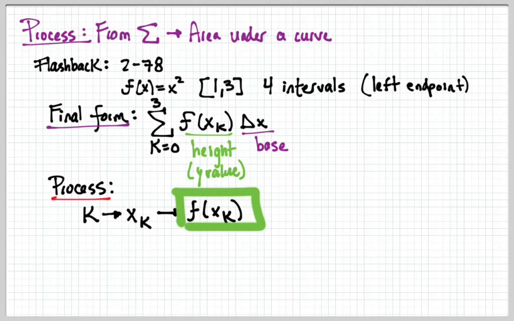Now, the base is going to be easy because with the base, we already know what our delta x is. It will stay the same. The question becomes, how do we find f of x sub k from this information? Alright, so we're going to start, and I'm going to try to do this in steps. So let's look at step 1 first.